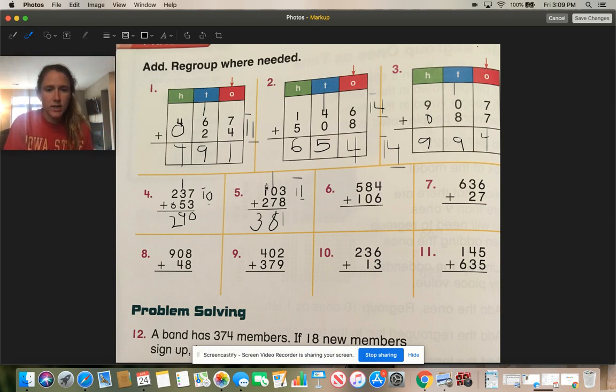Now, check your answer. Did you put your 1 above? If you did, good job. If you didn't, go ahead, put that 1 right there. Okay, let's go on to 6.